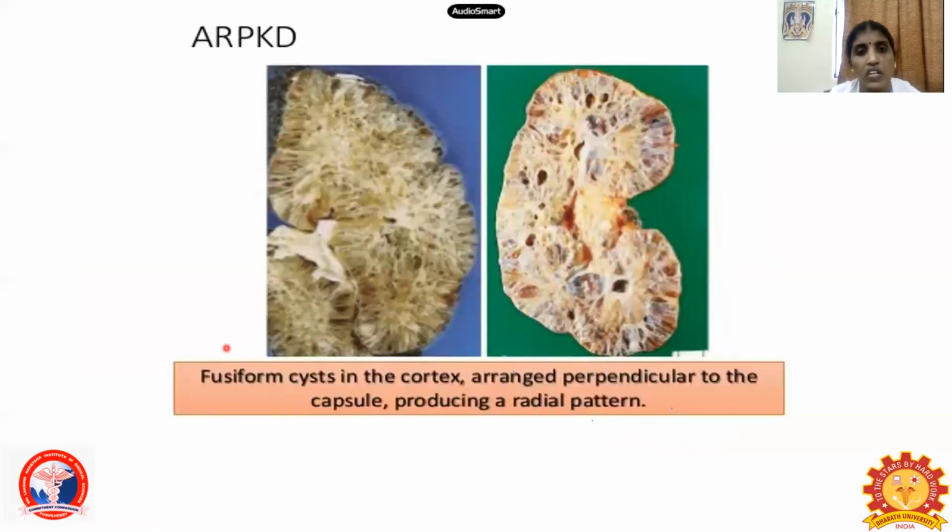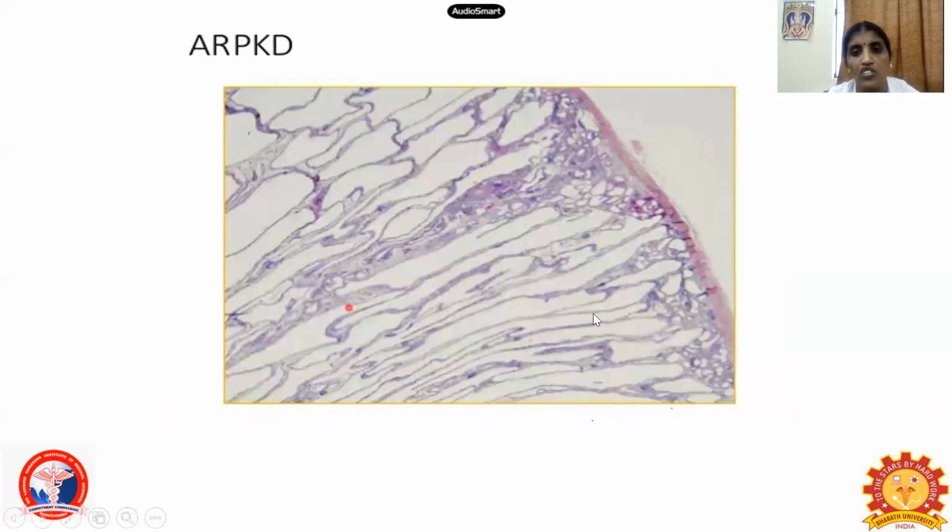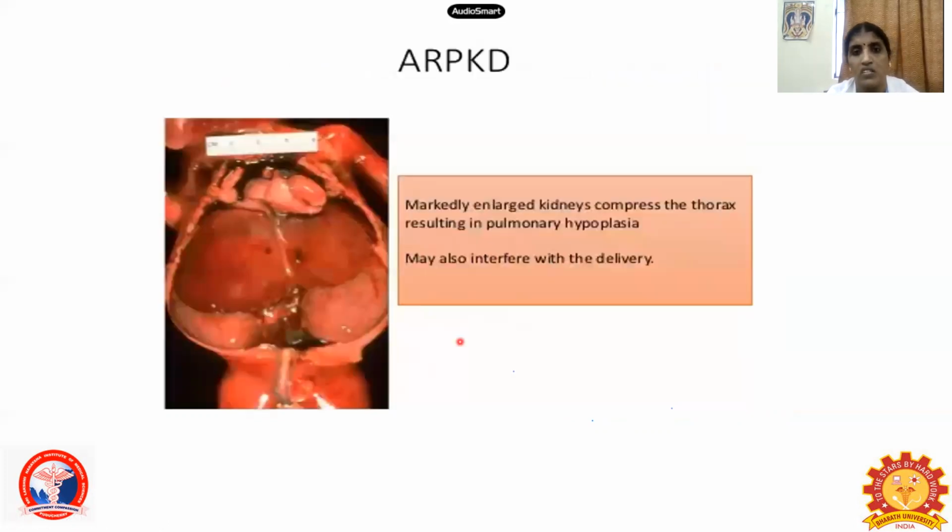On the cut surface of the kidney, you can see here, the cysts are basically radially arranged. These are fusiform cysts in the cortex arranged perpendicular to the capsule, producing a radial pattern of cysts. This is more interesting, a differentiating feature of adult versus childhood polycystic kidney disease. Histologically also, you can identify the radiating fusiform type of cyst, whereas what you saw in the adult is rounded, variable-sized cysts.